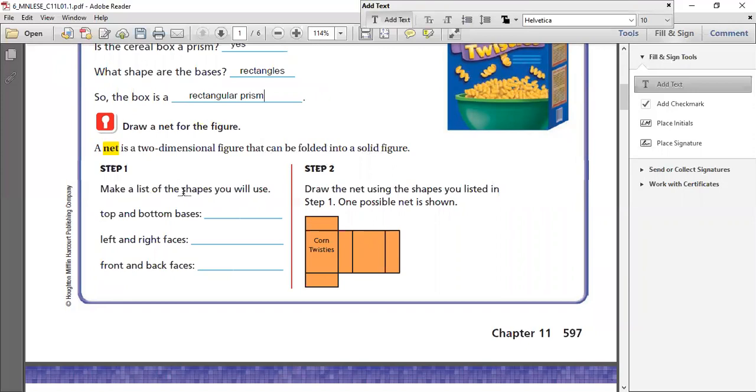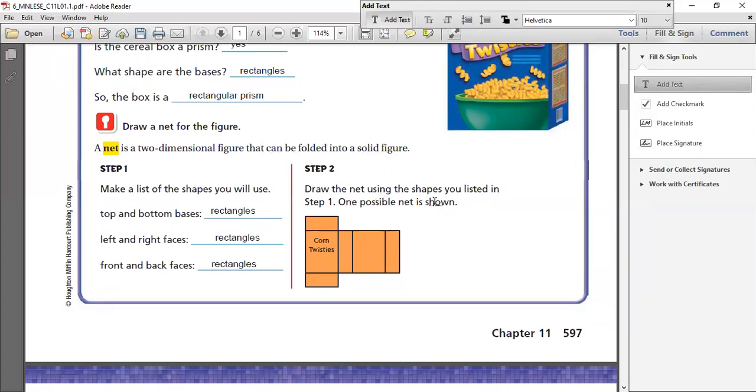So make a list of shapes you will use. What did they use for the top and bottom bases? Remember in the picture, in the video, what did they use? They were rectangles. Okay, then what were the left and right faces? They were also rectangles. You do remember what was in the video, you will do this easily. What was in the front and back faces? They were also rectangles.